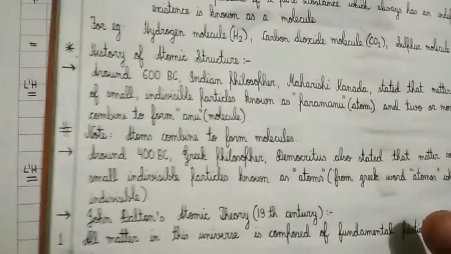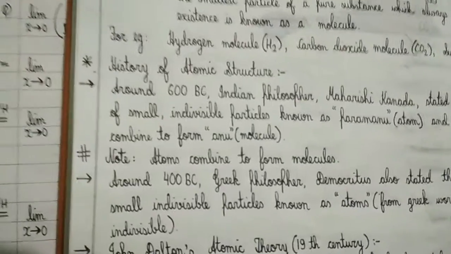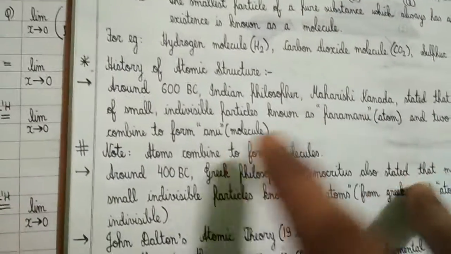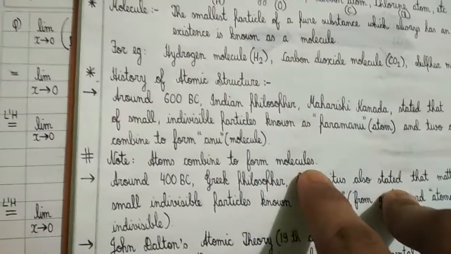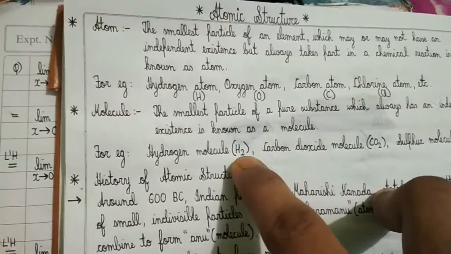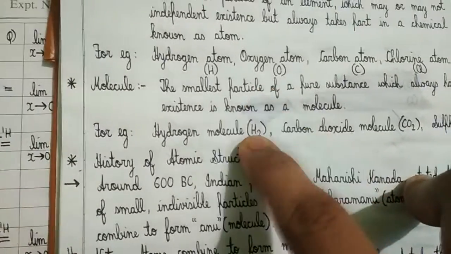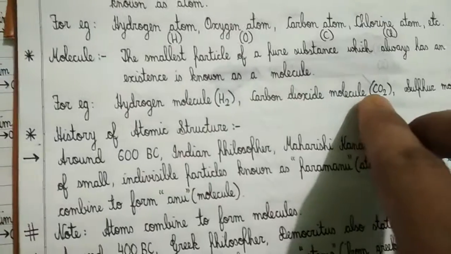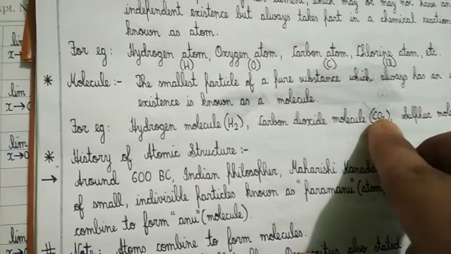So the most important point which we have to understand from Maharishi Kanad's contribution is that atoms combine to form molecules. I guess you would have understood from this part as well that H2 contains two atoms of hydrogen. Then carbon dioxide contains one atom of carbon and two atoms of oxygen. So atoms combine in order to form molecules.